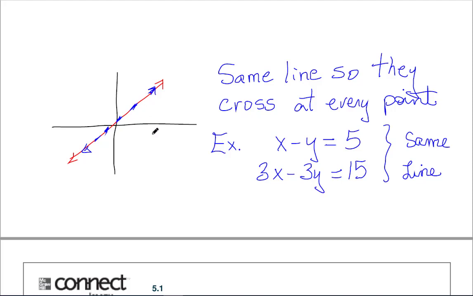Now you might say, how is it possible you had the same line and didn't know it? Well, for example, here's one line, x minus y is 5. If I simply multiply each term by 3, I get something that looks different. And at first glance, you would think that these are two different lines, when in reality they are the same line.